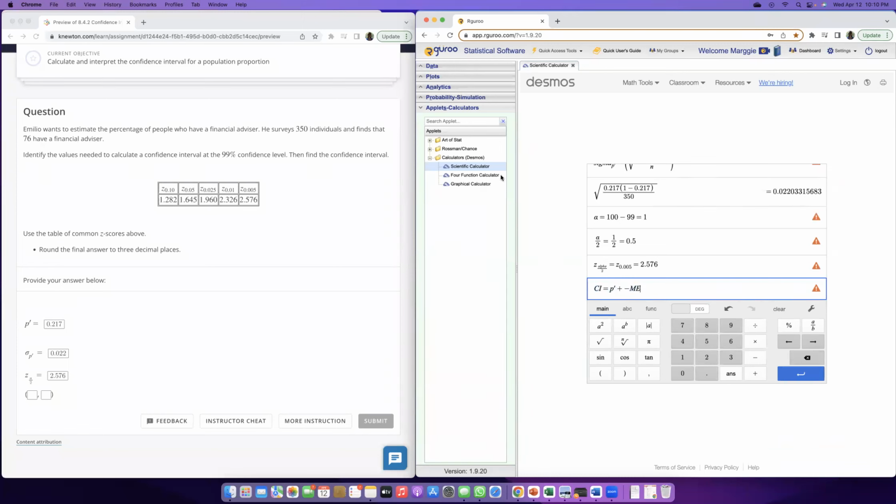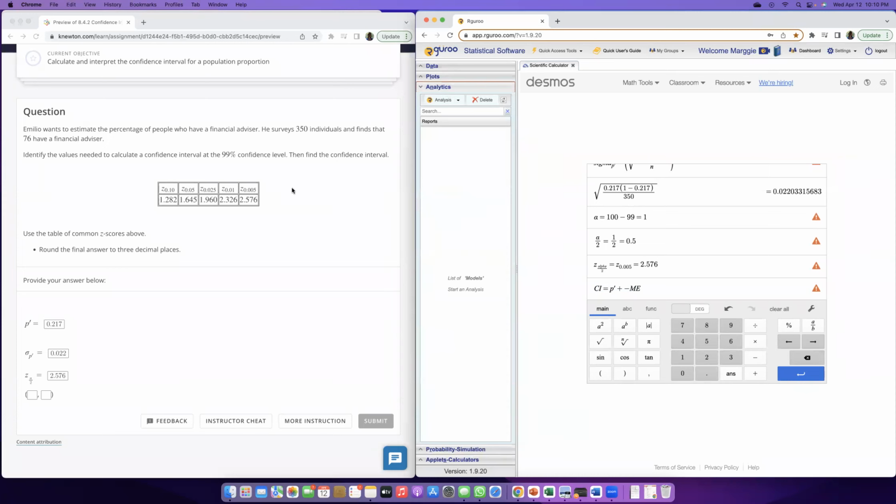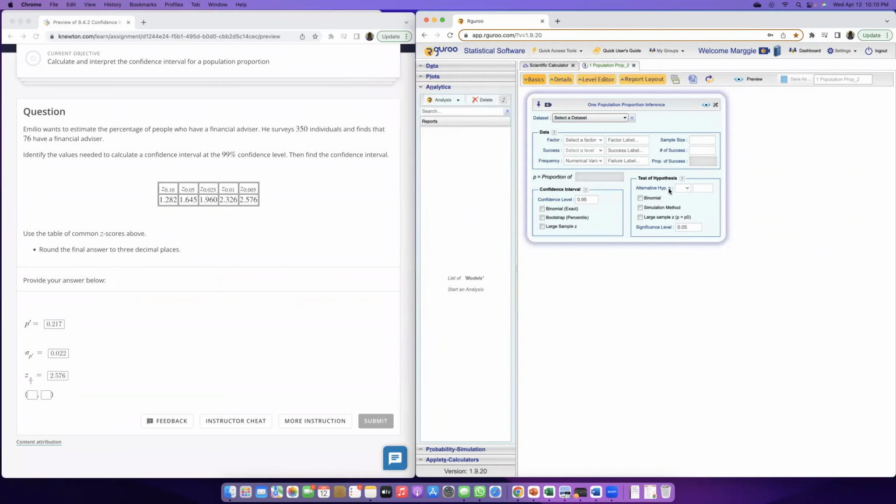to calculate that. Instead of doing it by hand, though, I am going to use RGuroo. So to find the confidence interval for proportions using RGuroo, you go to analytics, you go to analysis, you go to proportion inference, and you choose one variable. And then you have this. We don't have a data set. What we have is information about the sample. So sample size is 350. Number of success is 76. And if you click, you will see the same proportion that we found before.